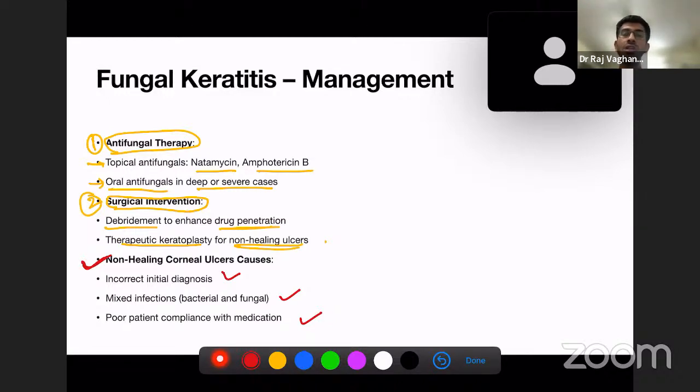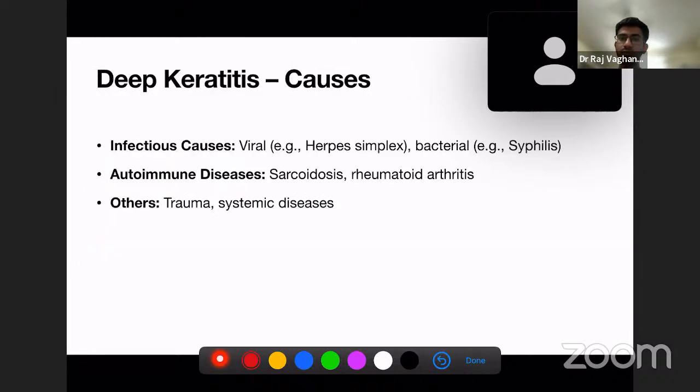So antifungal therapy and surgical intervention are the mainstay of management for fungal keratitis. Now, what is deep keratitis and what are its causes? Deep keratitis means it is penetrating deep into the cornea, and it has three causes. First is infectious disease, second is autoimmune disease, and third is others.